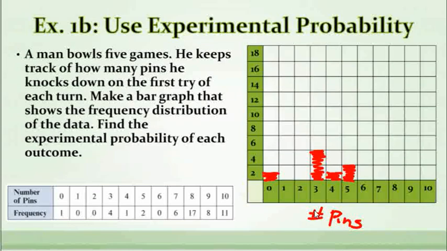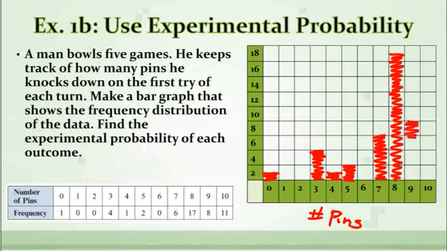7 pins happened 6 times. 8 pins happened 17. 9 pins happened 8 times. And 10 pins happened 11 times. Now that we have our graph done, now we can find the probability of each outcome.